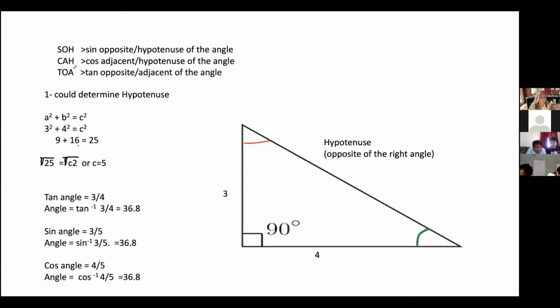First, don't worry about this yet. Let's say side A is 3, side B is 4, and it's a 90 degree angle. We could figure out the hypotenuse. We've done that. A squared plus B squared equals C squared. This is kind of easy. 3 squared is 9. 4 squared is 16. So 25, we take the square root of 25. C is 5. That's our hypotenuse.